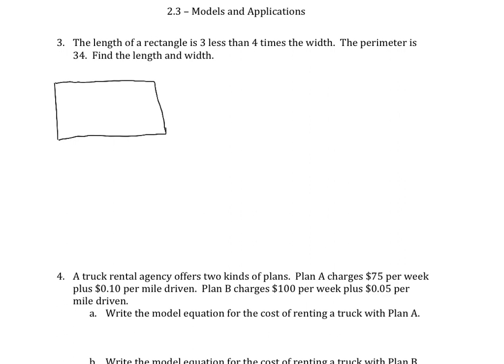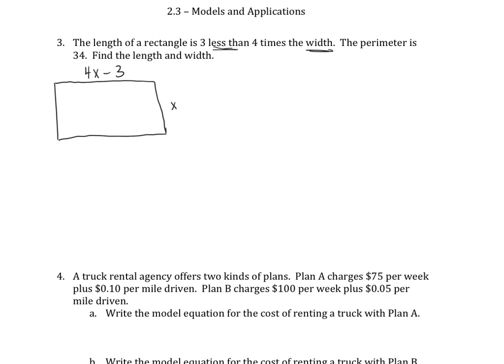So the length of the rectangle is 3 less than 4 times the width. So we're comparing to the width. So the width is going to be just the plain variable. So I'm going to call it x. Now the length is 3 less than 4 times that. So 4 times that, and then it's 3 less. Remember that this "less than" changes the order, so it's not going to be 3 minus 4x, it's going to be 4x minus 3. Okay, so now we have the length and the width.